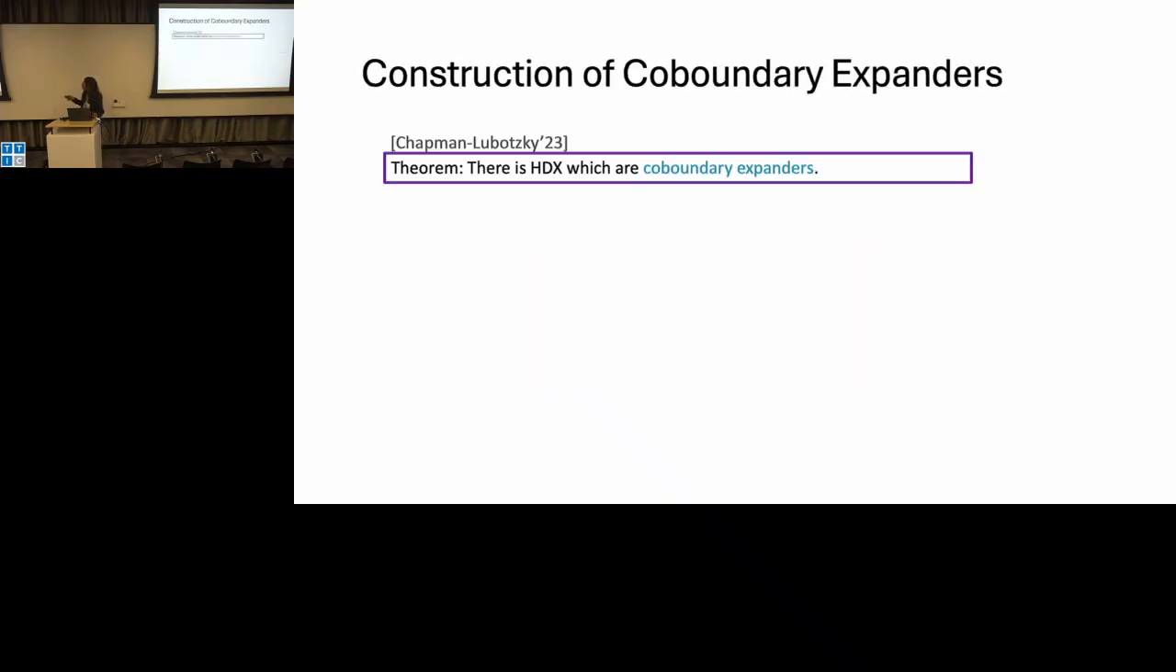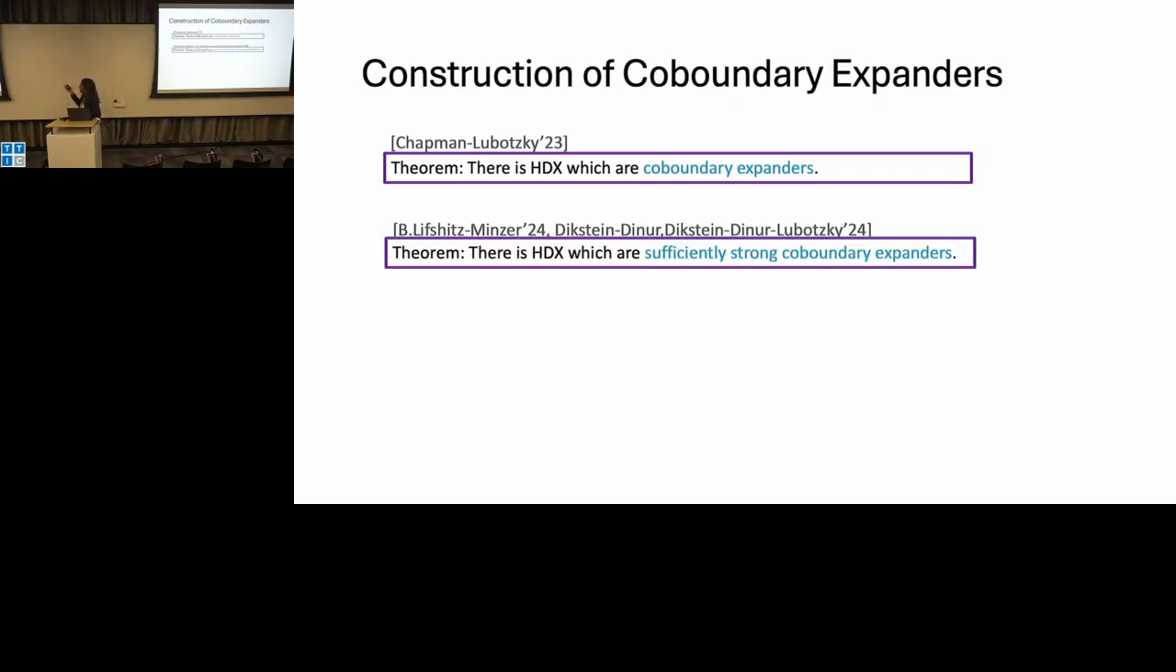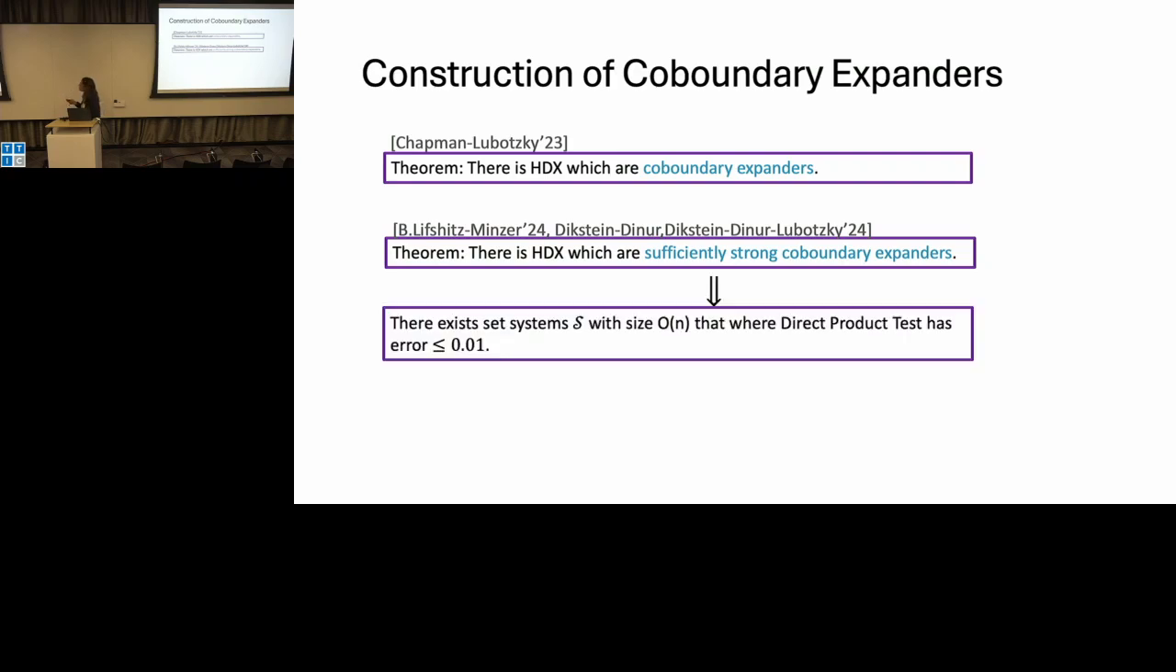Okay, and then it turns out that Chapman and Lubotzky very recently showed that there are these expanding hypergraphs with this extra notion of coboundary expansion. And we could show that these are sufficient for our purposes, which implies that there are set systems which have size theta of n, where this direct product test has small error.